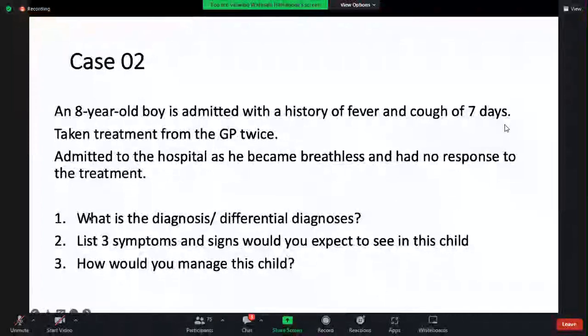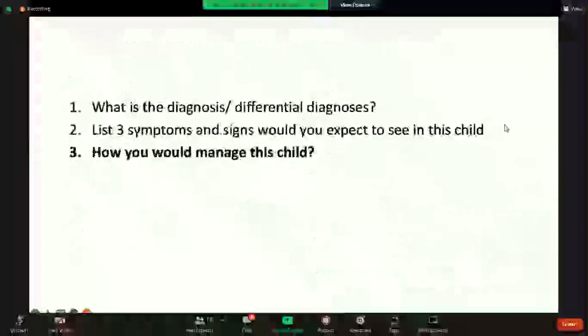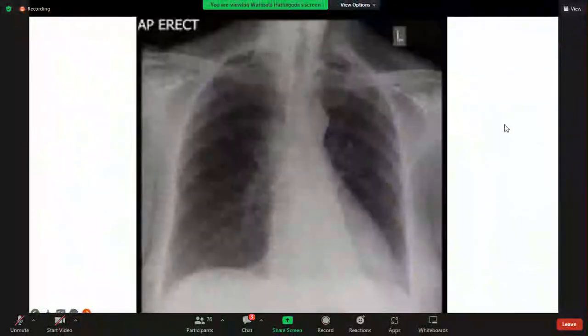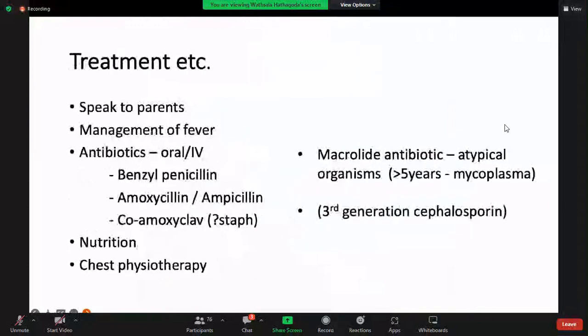Okay. So when you are asked to list or outline things, you should be able to list them out as Sanishan mentioned. So you have managed this child. Again, the basic things like propping up, keeping the child under continuous monitoring because this child is breathless. So counseling parents, giving oxygen, nutrition, chest physio. So you have to address everything, right? Everything should be included in your treatment.